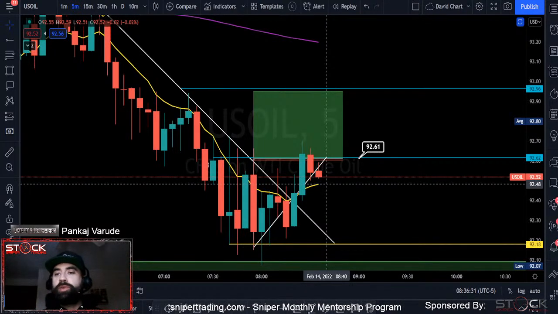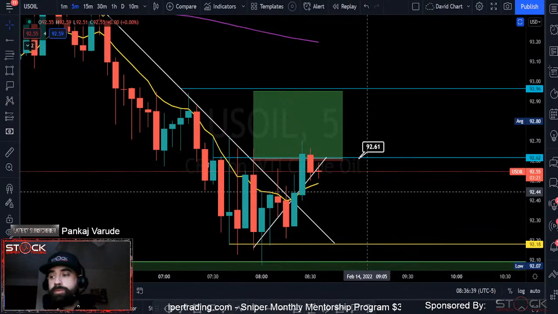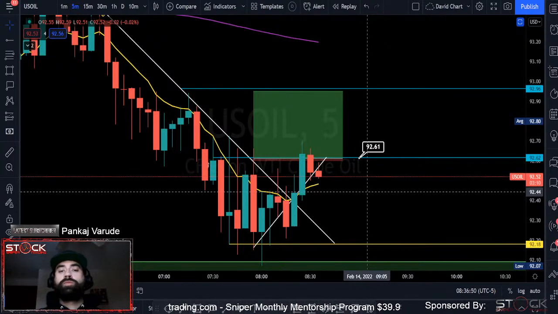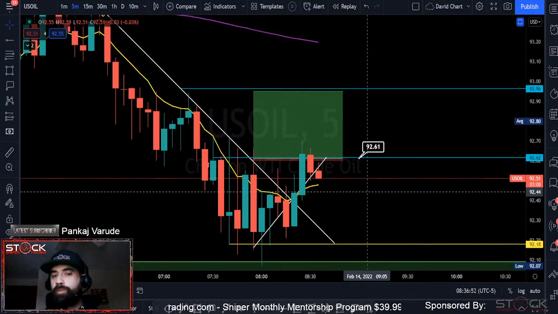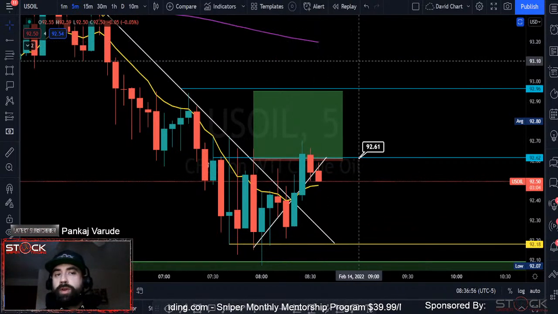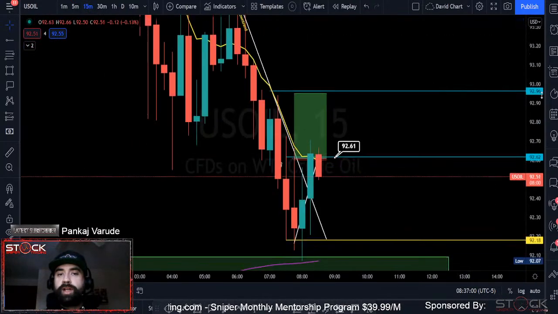I think gold's getting some push down too. Okay, let's see. You can see the 200's right up here, guys. So heavy below the 200. Let's take a look at this on the 15 minute. How is she looking on the 15?